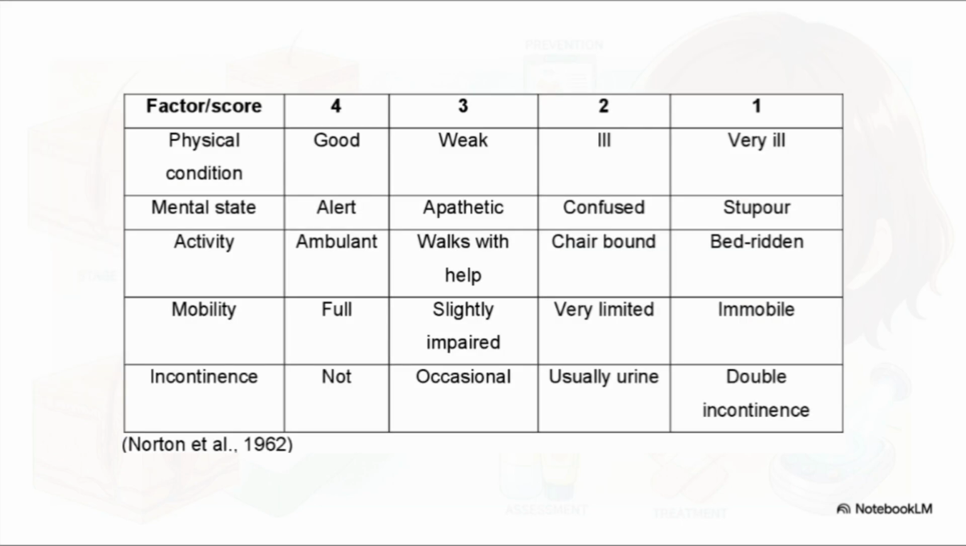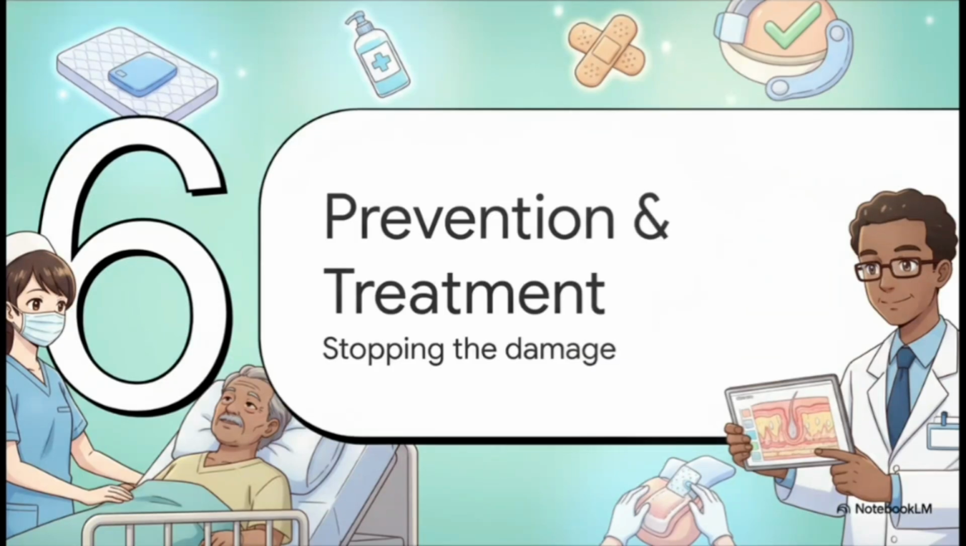Alternatively, you might use the Norton subscales. This gives us a rapid structural breakdown across 5 categories, scored from 4, which is the best, all the way down to 1, the absolute worst. It looks at physical condition, mental condition, ranging from fully alert down to a stupor, activity levels, mobility, and continence. So think about it. If a patient is completely bedbound, in a stupor, and incontinent, their Norton score is going to plummet. That low score is a giant red flashing light for the caregiver that this patient is at massive risk for skin breakdown.